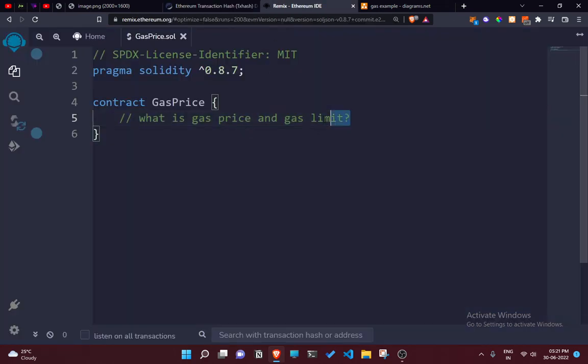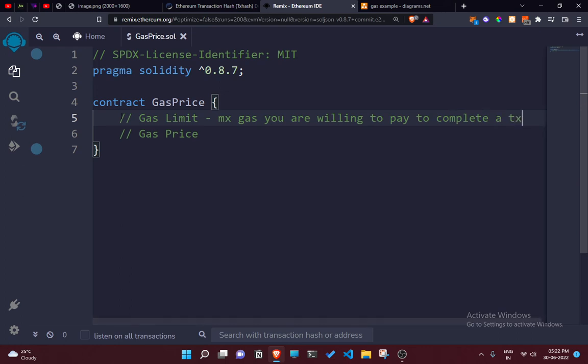Now let's understand both of them one by one in a more definition manner. Let's say we have gas limit, then we have our gas price, right? So the gas limit is essentially the maximum amount of gas that you are willing to pay to run a transaction. Let's say max gas you are willing to pay to complete a transaction.